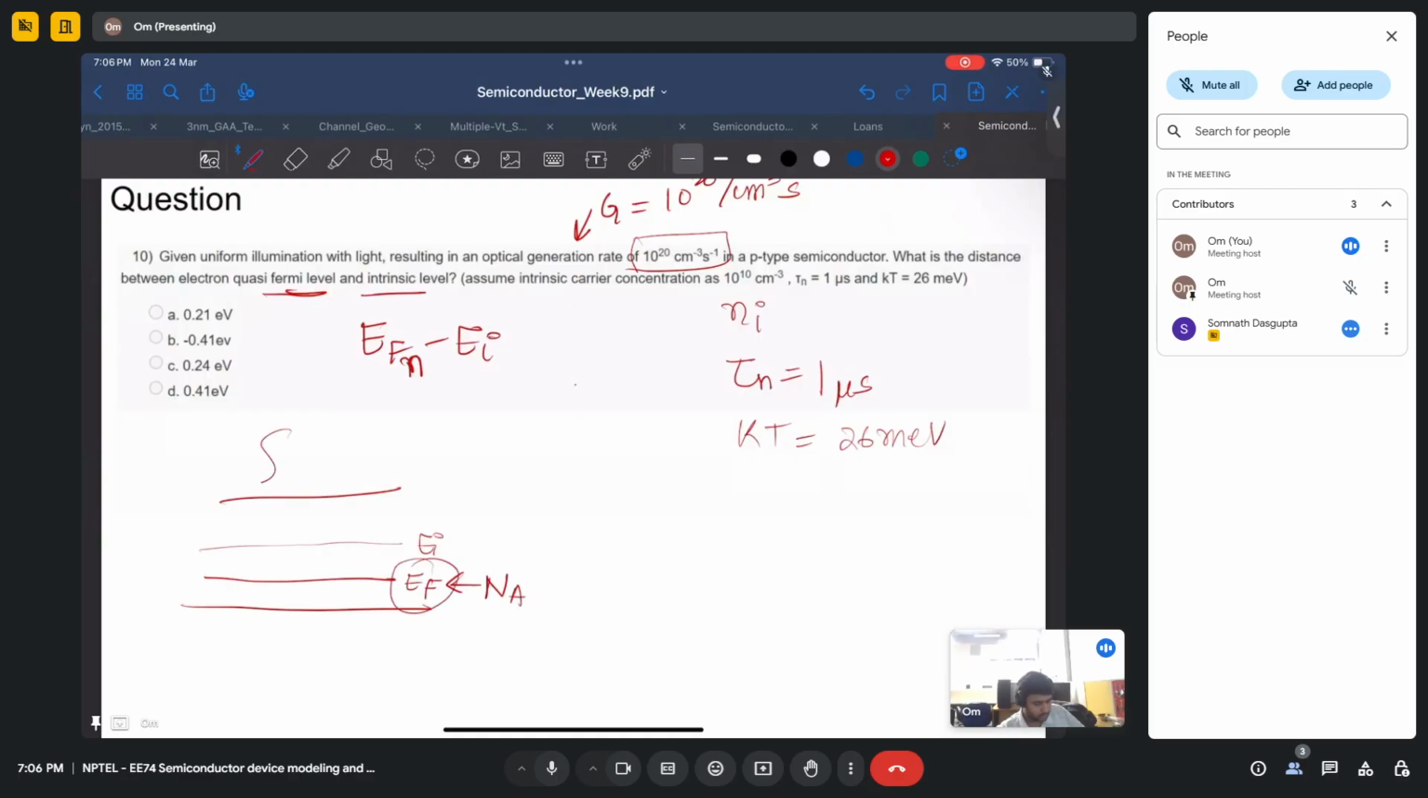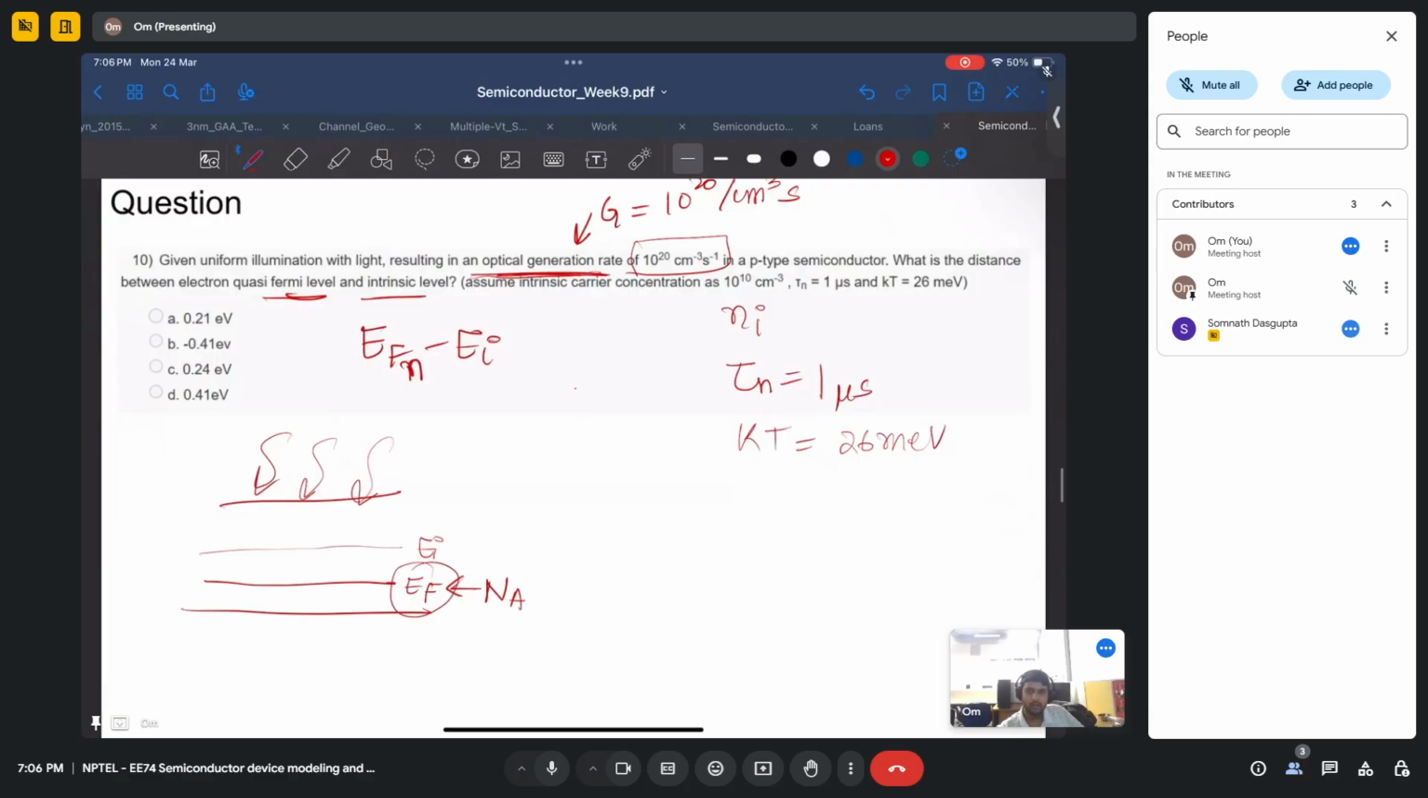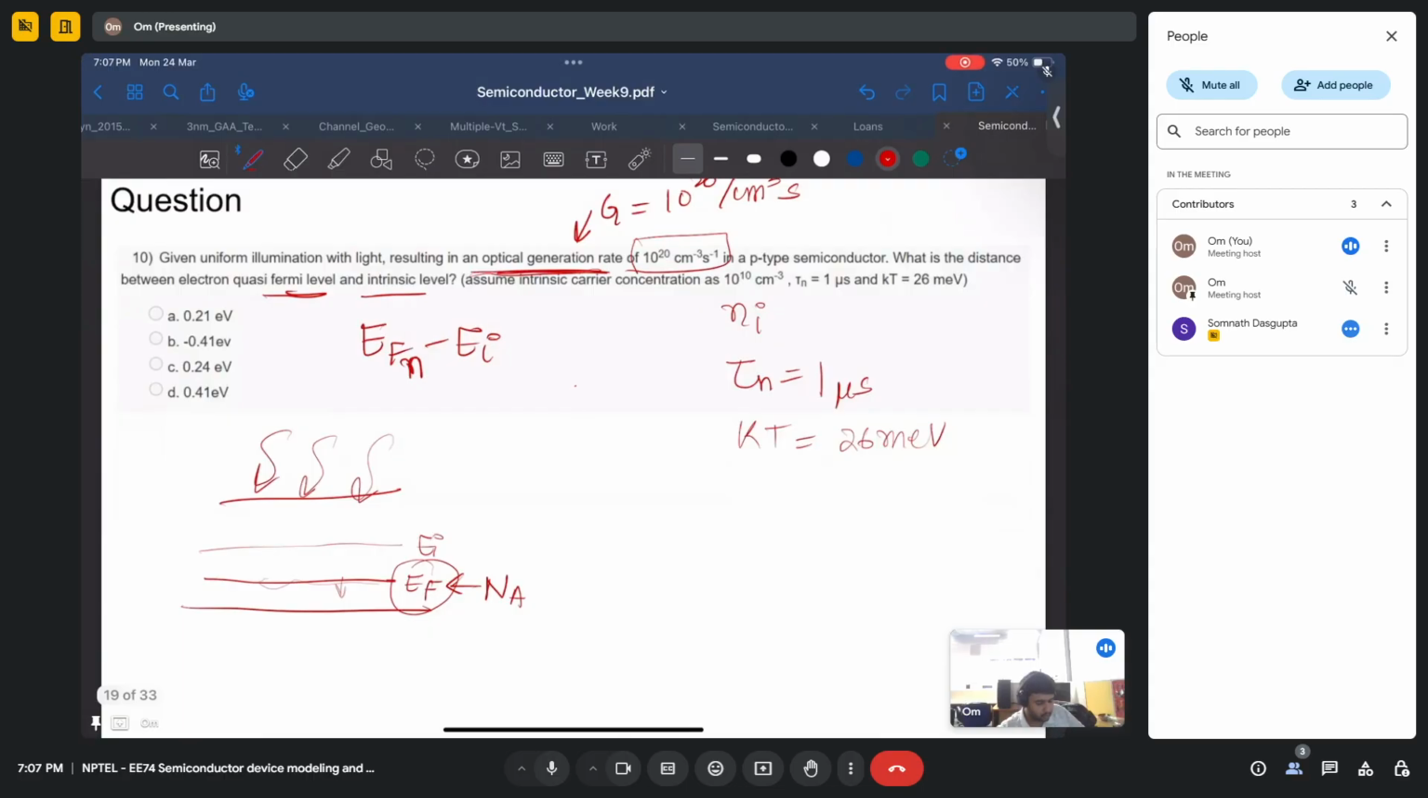Now, the question says you are shining some light on it, which is causing optical generation, which is generating electron hole pairs, right? Those electron hole pairs will generate more holes here, such that this EF may come even closer to it, and since it generates electron hole pairs, electrons are also getting generated. So we can find the position of the quasi Fermi level EFN, that will signify the minority carrier concentration of electrons in this semiconductor.